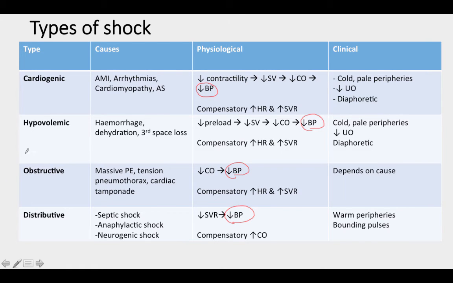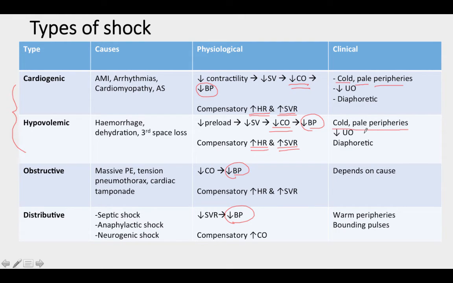And cardiogenic and hypovolemic shock are very similar because their low blood pressure is a result of low cardiac output. Right? And because of that, they compensate for that in the same way. You get an increase in heart rate and an increase in total peripheral resistance. Right? Because of that increase in total peripheral resistance or systemic vascular resistance, SVR, you have cold and pale peripheries in these patients.